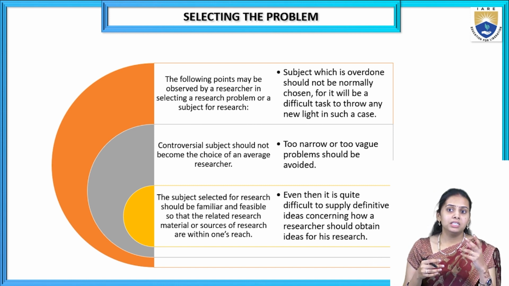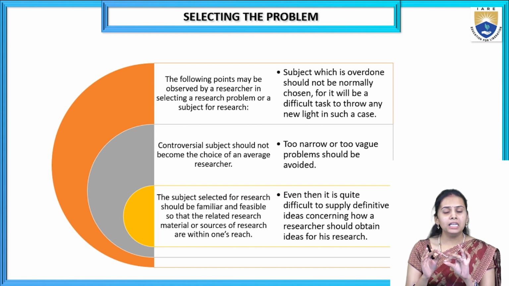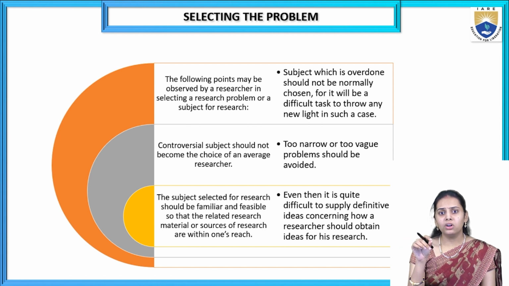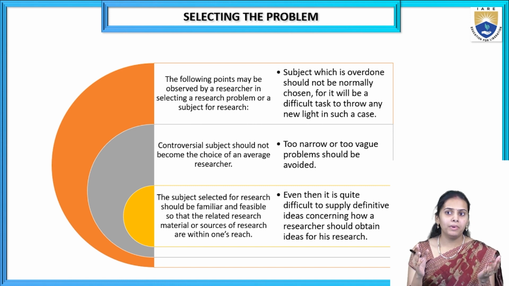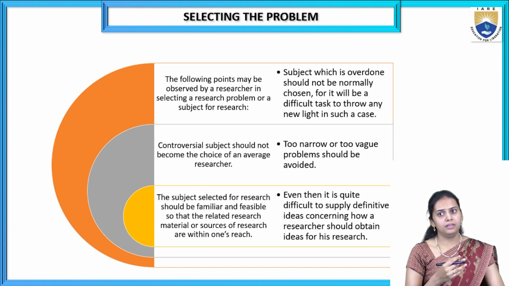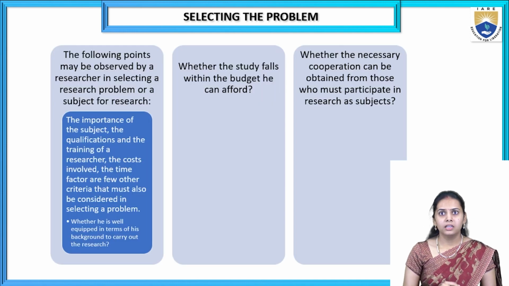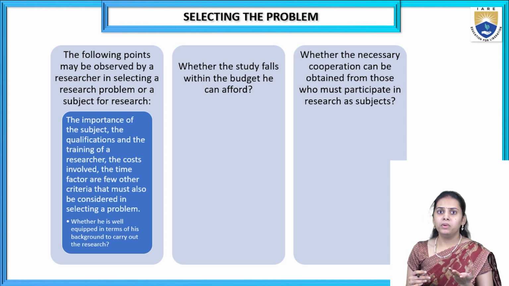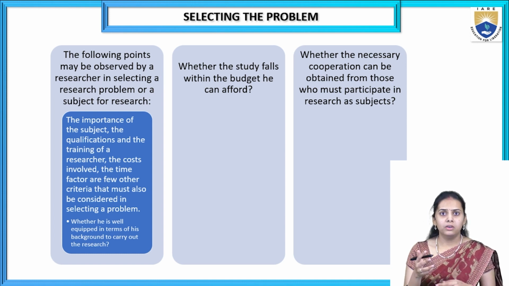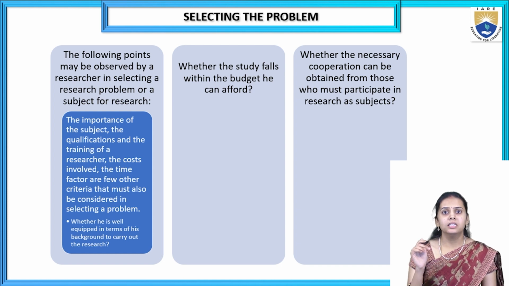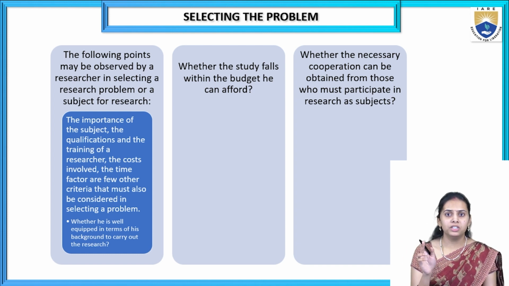The other one is that the subject selected for research should be familiar and feasible, so that the related research material or source of research is within one's reach. Even then, it is quite difficult to supply definitive ideas concerning how a researcher should obtain ideas for his research. Okay. And selecting the problem covers the following points that a researcher may observe in selecting a research problem or a subject for research.